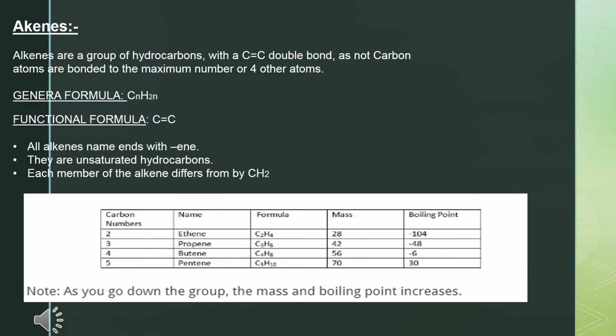For example, the first boiling point, you can see it is a negative. It means that it is quite low, but as we are moving from top to bottom, we can see that the negative charge is totally disappearing, and it is moving toward the positive side. It means that the temperature is also increasing from low to high. So you have to remember that whenever we are talking about alkenes, as we go down in the alkene group or homologous series, the mass and the boiling point increase.